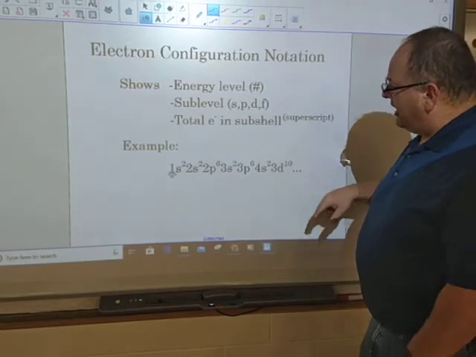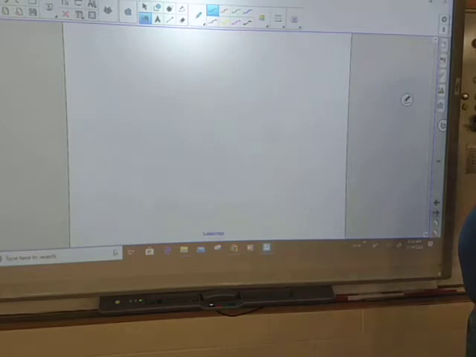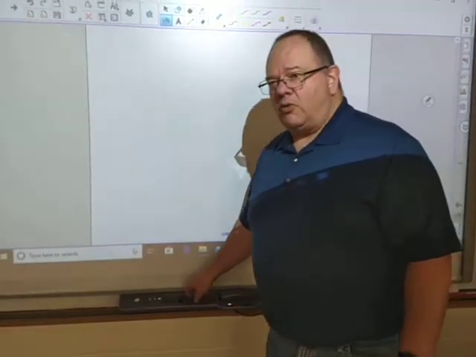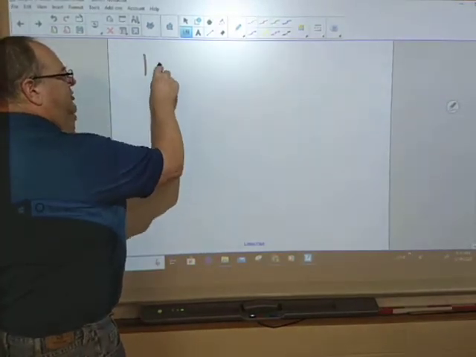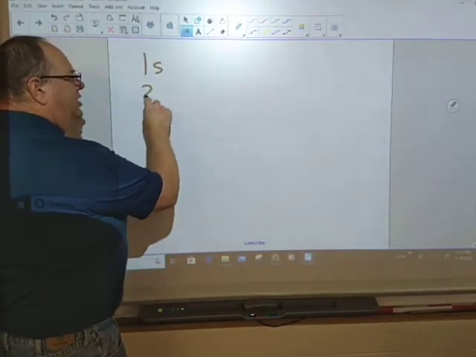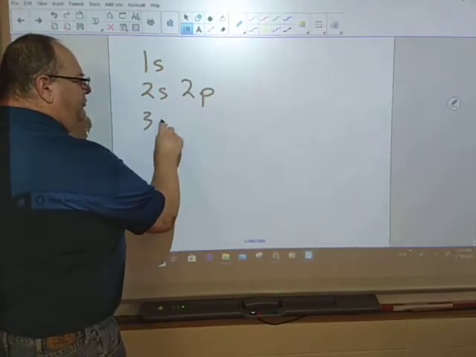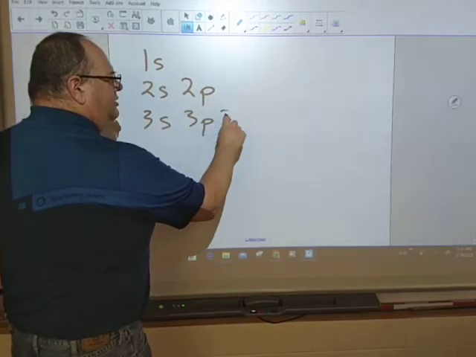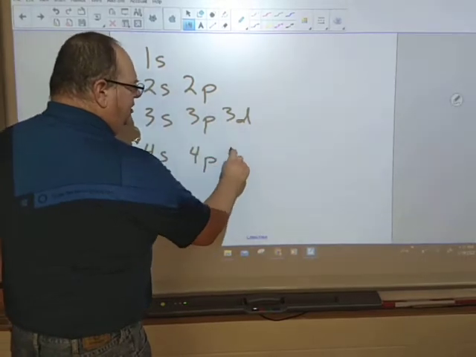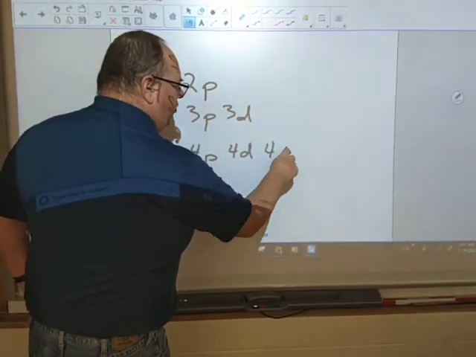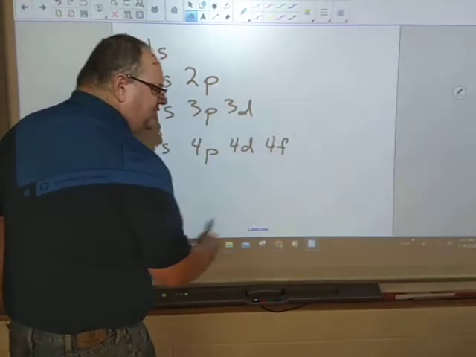So with that, how do we remember the order? I want to remind you of a tool that we had. It's called the diagonal rule. In the diagonal rule, we start with 1s, and right below it we do 2s and 2p. Below that we do 3s, 3p, 3d. Then 4s, 4p, 4d, 4f. Remember, each level that we go down, each energy level has one more sublevel.